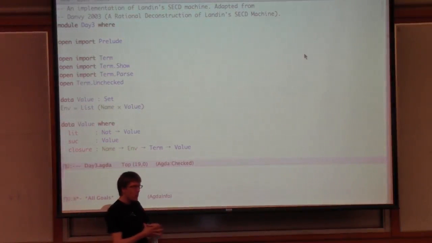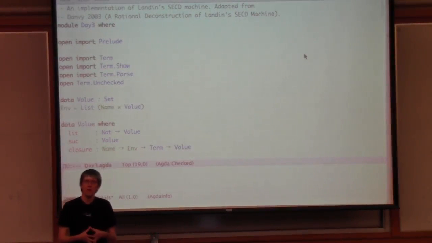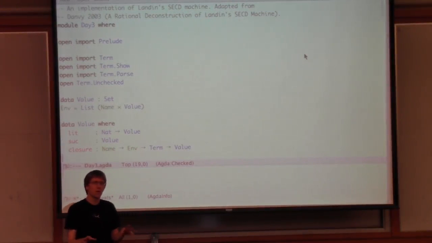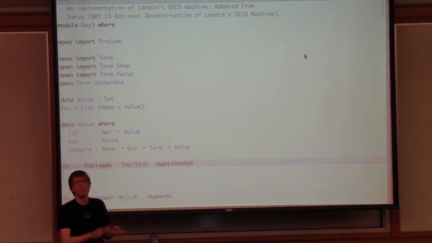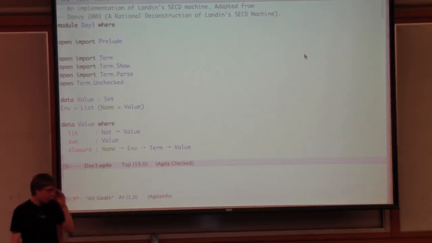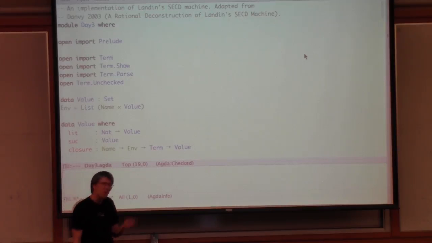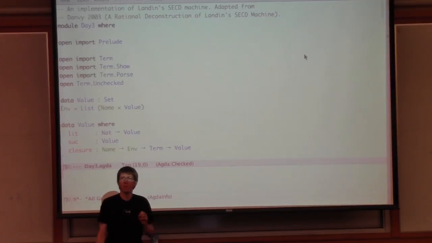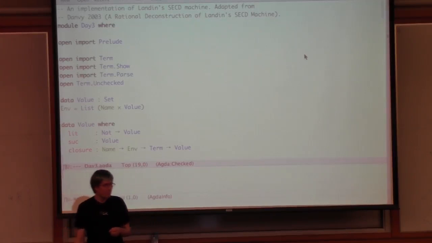What we did on Wednesday was we took unchecked lambda terms and we wrote a parser and a type checker that returned a well-typed lambda term. So today what I hope to do is actually run these lambda terms. And you might have in the exercises written the evaluator for the well-typed terms. Today we're going to run them through the SCCD machine.